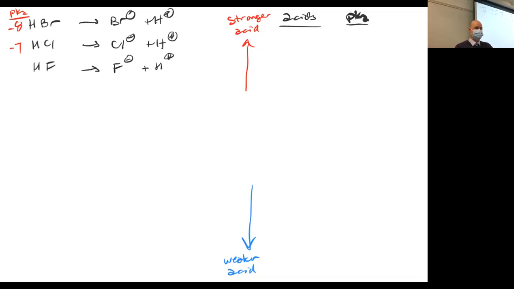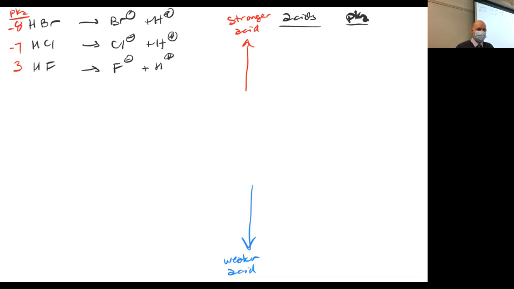What about HF? Yeah, greater than -7. You would have no way to know what number that is, just that it's greater than -7. It turns out that for HF, it's about 3.2. I'm not going to give you any fractions, just whole numbers, because it's worth comparing the trend.